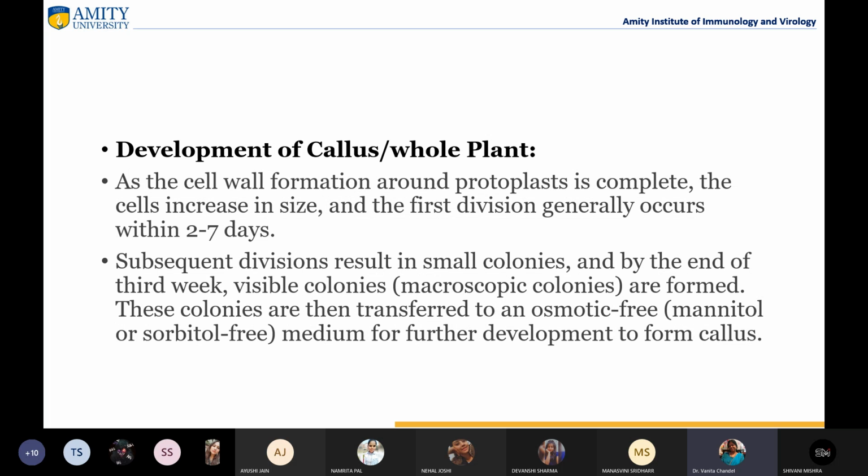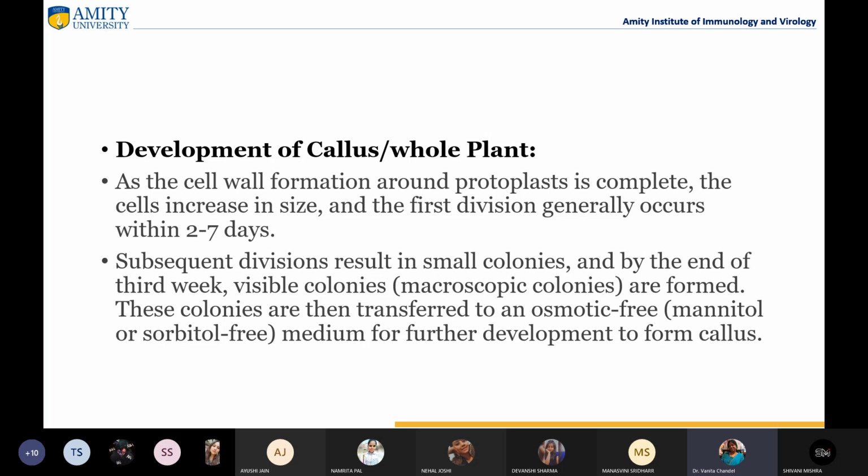Then development of callus into the whole plant. As the cell wall formation around the protoplast is complete, the cell will increase in size and then it will divide. Divisions will start again within 2 to 7 days. And after subsequent divisions, it will result in small colonies.